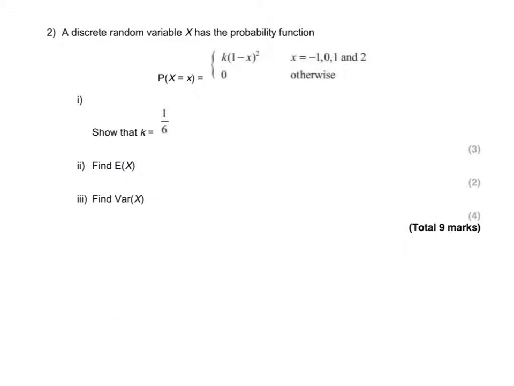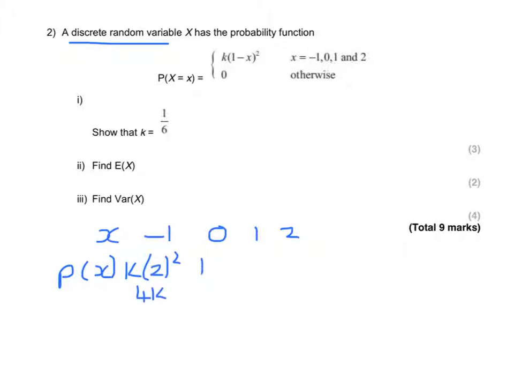Question 2 is still a discrete random variable, but we're given a formula. So I'm going to start by creating a table. I have x values, which can be -1, 0, 1, or 2. And using my formula, the probability of x will be k upon 1 minus -1, so that is 2 squared, so 4k. K upon 1 minus 0, all squared, so that is 1. K upon 1, subtract 1, so that's 0, and that's going to give us a probability of 0. And then k upon 1 minus 2, all squared, and that again is going to give us k.